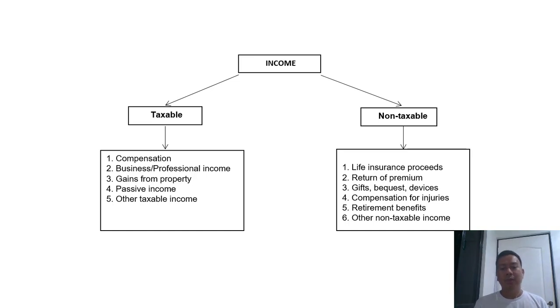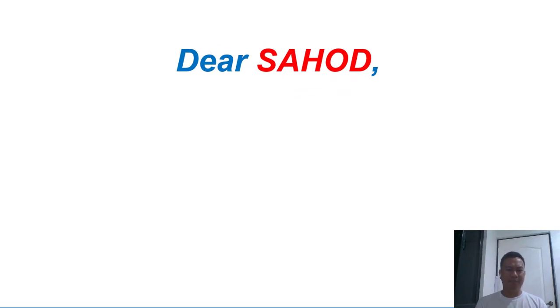So these are life insurance proceeds, return of premium, gifts, bequests, devices, compensation for injuries, retirement benefits, other non-taxable income. Okay, those are the non-taxable income that we are going to discuss later on. So basically that is our table with regards to the income that we have here in the Philippines. They are being classified as to whether they are taxable or non-taxable. Okay, let us now proceed with this one.